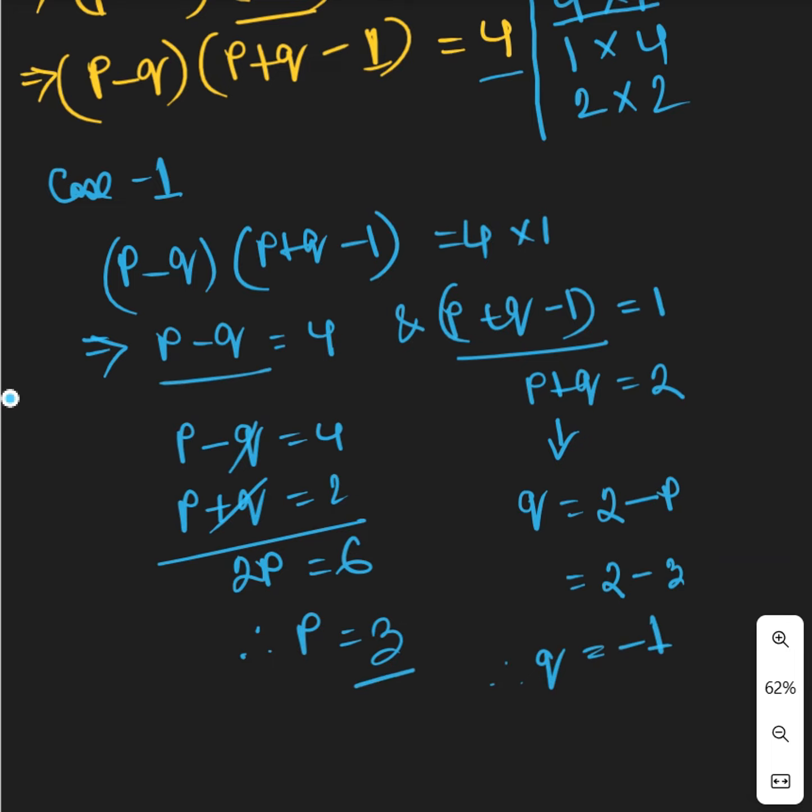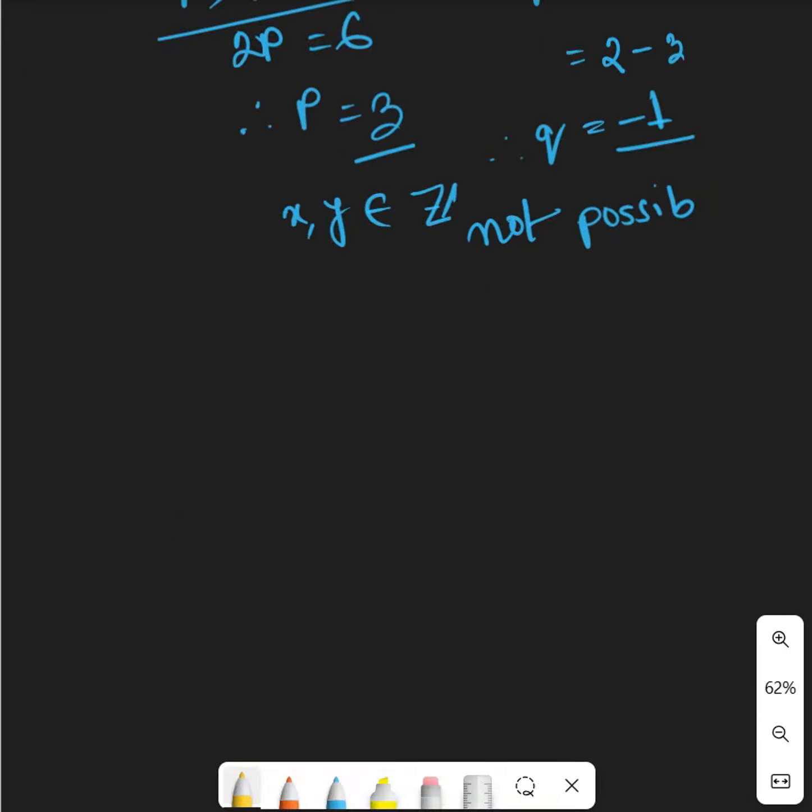So here P is a positive integer, but Q is a negative integer. But the condition said in the question that X and Y belong to positive integers. So for this case, it is not possible to find the value of X and Y. So we have to move to case number 2.